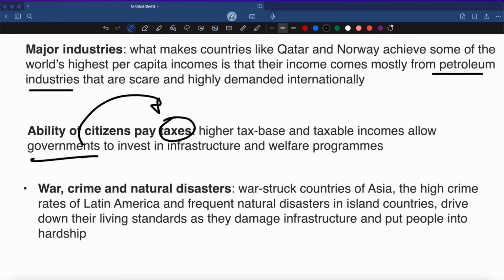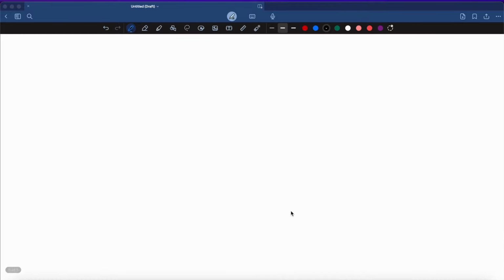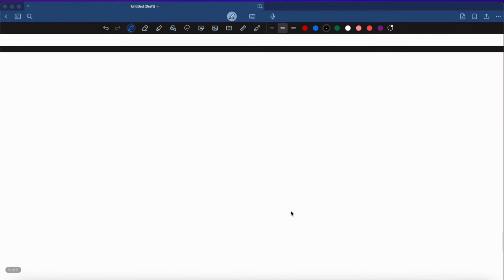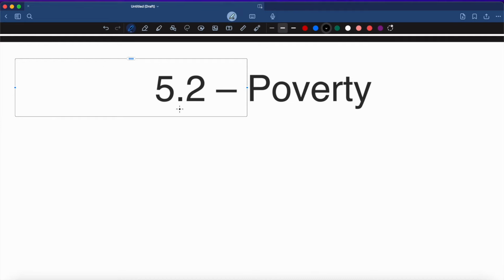And now we move on to the topic of poverty, which is not a big topic. It's a small topic, but it's very important that the government deals with it, because poverty is a very big challenge that the government and every economy faces.